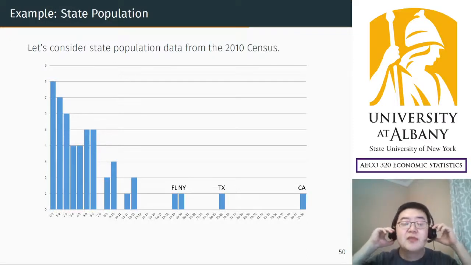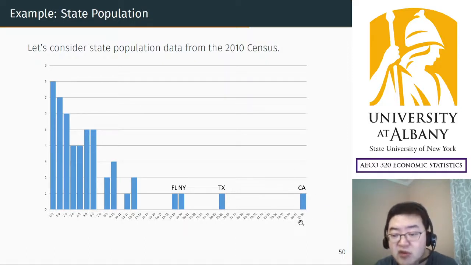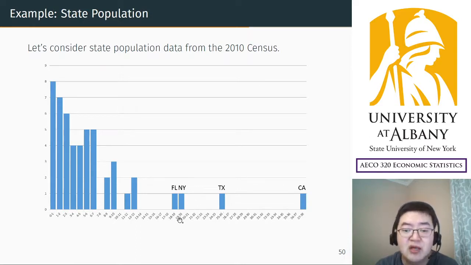Hello, welcome back. We are going to start a new example to study a different topic. The histogram you see on the slide is from the 2010 census, and it's state population data. The largest state is California, with 37 million population, between 37 and 38. Texas has 25 something million, New York has 19 something million, Florida has 18 something million, and other states are located here. By the way, I include DC, so there are 51 states in this data.